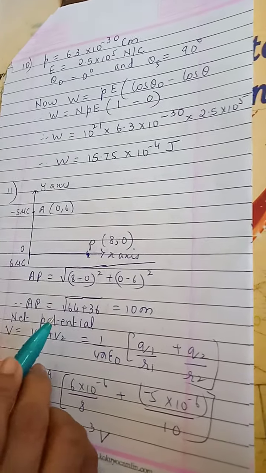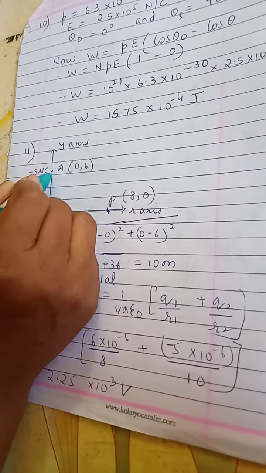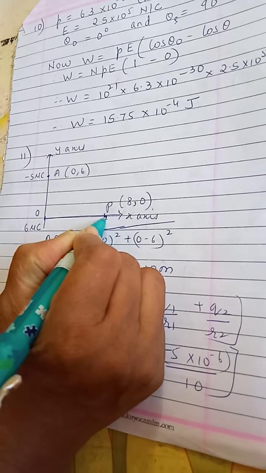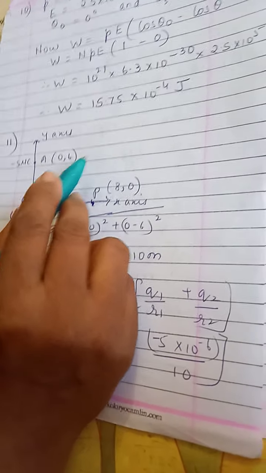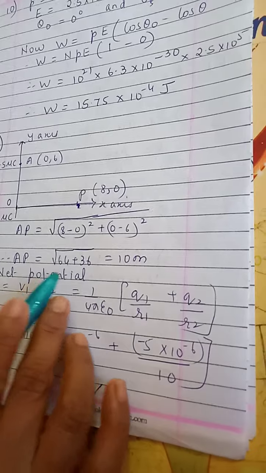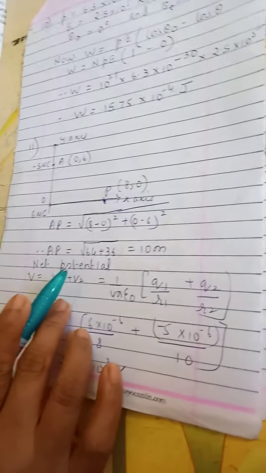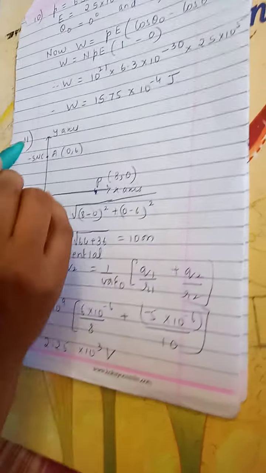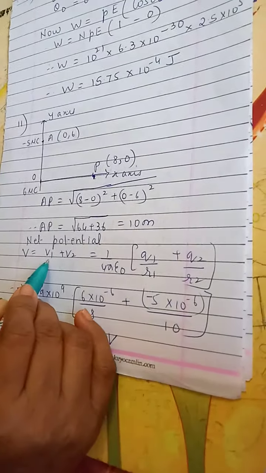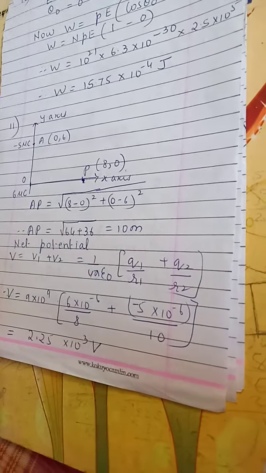Now see here, this is 0, this is 6, this is 8. So length AP is equal to how much here? Pythagoras theorem, square root of 6 square plus 8 square. So it is 10 meters. Square root of 100 is 10 meter. Now the potential at point P due to charge at A is V1. Potential at P due to charge at O is V2.